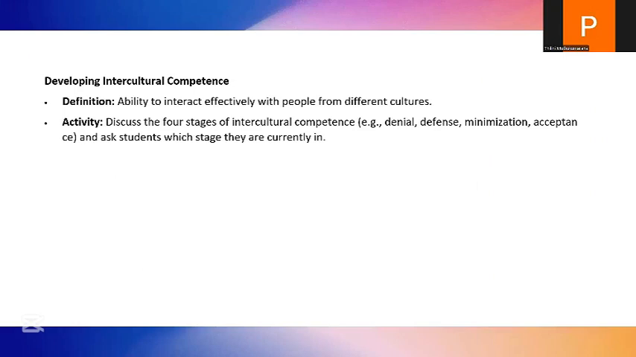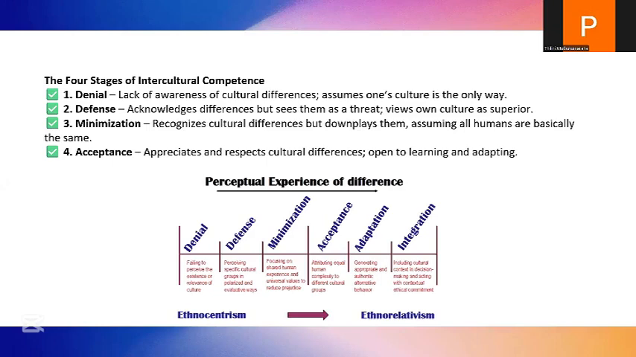Okay, so these 4 stages can be displayed like this. Denial is the first stage, and defense is the next stage. Minimization is the third stage, and acceptance is the other change. You can see a person who is in ethnocentrism can go toward ethno-relativism. So we need to go up to this level if we are going to communicate using intercultural communication, right?